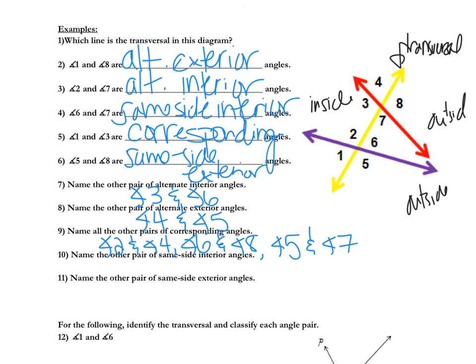Okay. Then it says name the other pair of same side interior. So the same side interior that the problem gave me was 6 and 7. So then the other pair is 2 and 3. And then it says name the other pair of exterior angles. So exterior, same side. So same side exterior, I was given 5 and 8. So then the other pair would be 1 and 4.